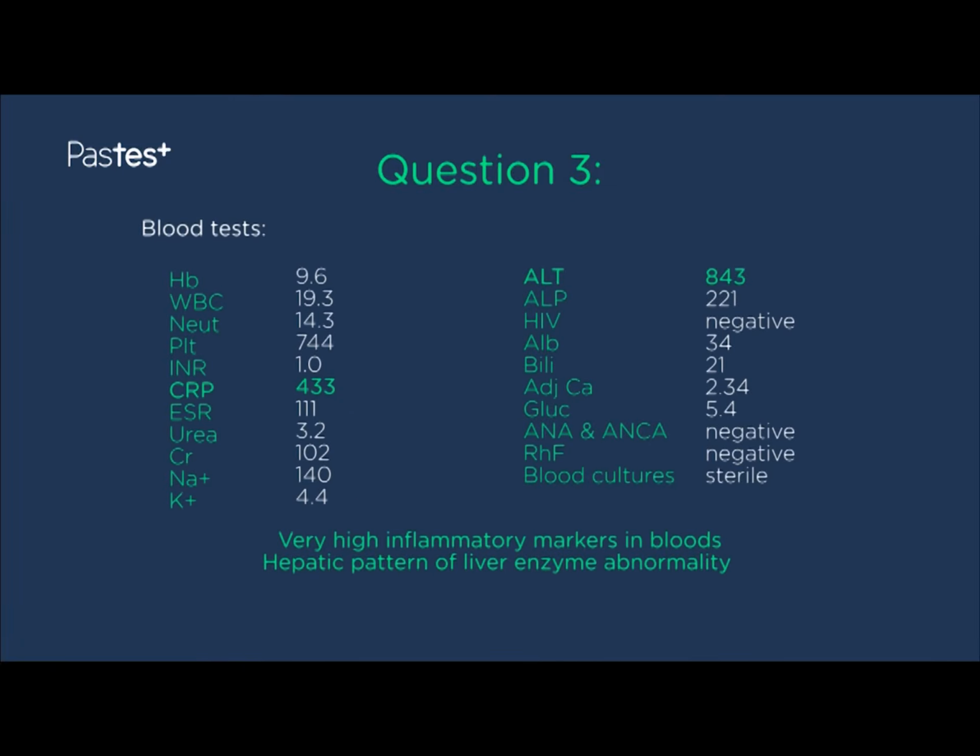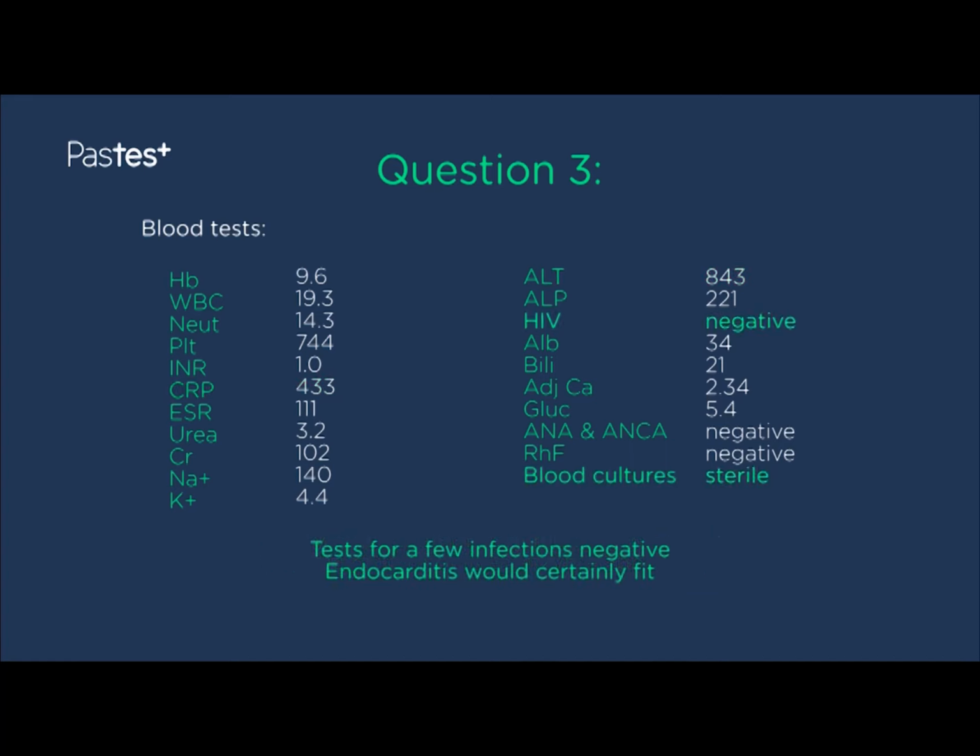Add in the blood pictures. Well, the things to notice from the blood, he's got very high inflammatory markers. His liver enzymes are abnormal, and it's a hepatitic pattern, rather than, for example, an obstructive pattern. And tests for infections are negative, because certainly this would fit with endocarditis or a subphrenic abscess, for example.